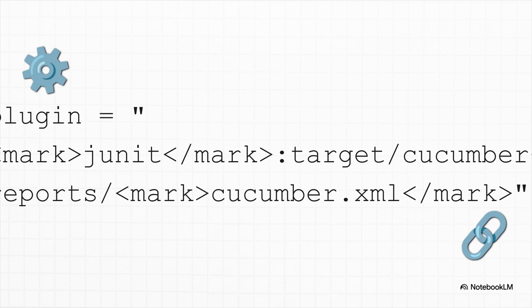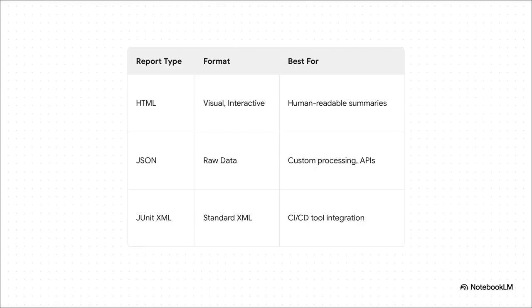Simple as that. So let's do a quick recap. It's pretty straightforward. HTML is for people. It gives you that nice, clean visual summary. JSON is for programs. It gives you all the raw data for custom processing. And JUnit XML is for your automation pipeline. It's the standard for CI/CD integration.